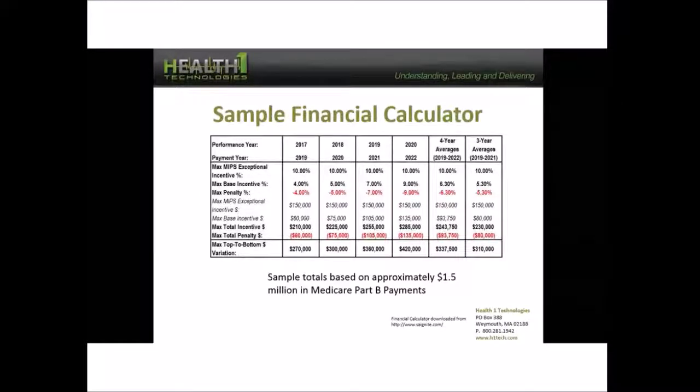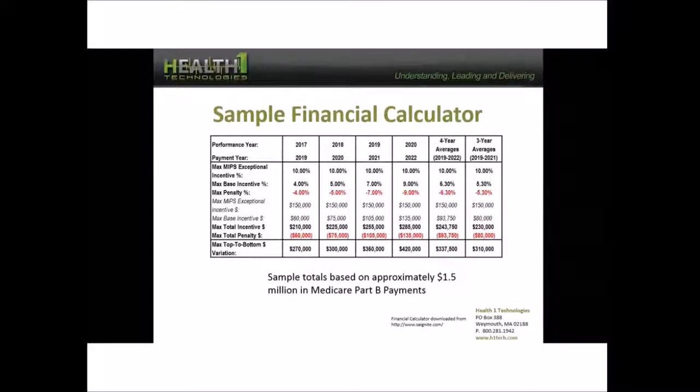So it's just a sample financial calculator that we put together for groups. We take your total Medicare Part B payments. We usually just use the year before, or we can do some sort of average over 6 months or 3 months or something like that. But this is just a sample. So this particular practice had $1.5 million in Medicare Part B payments.